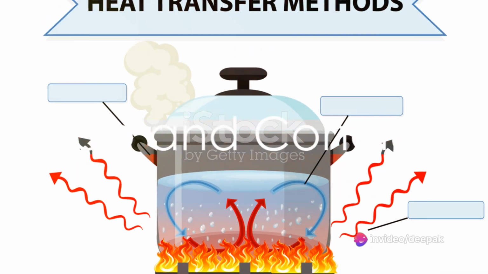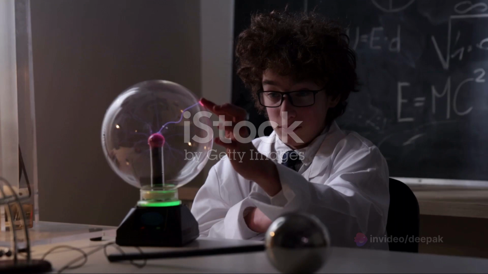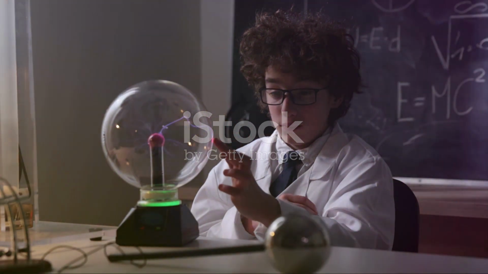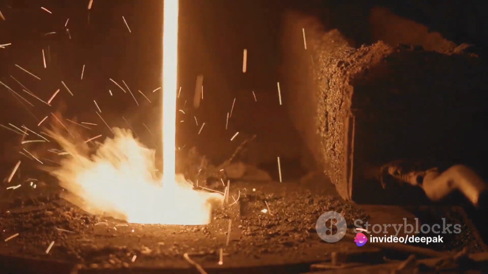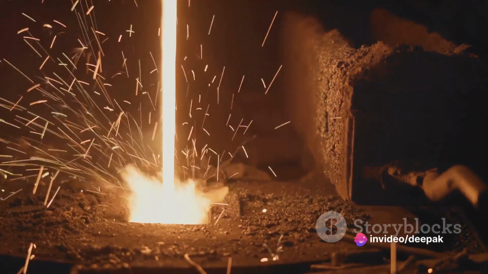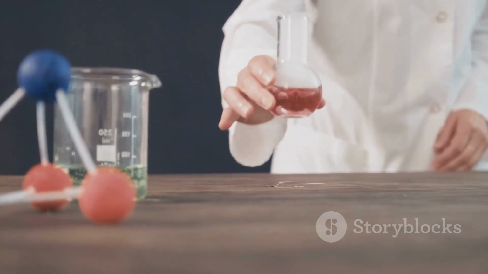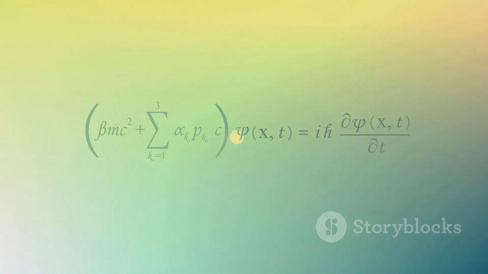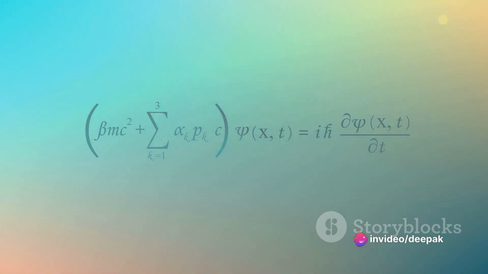So to recap, heat transfer is the process of heat moving from one place to another, and it can happen in three main ways: conduction, convection, and radiation. Conduction is the transfer of heat through a solid molecule by molecule. Convection is the transfer of heat through a fluid, which can be a liquid or a gas, via a circulating current. And radiation is the transfer of heat through space in the form of electromagnetic waves.